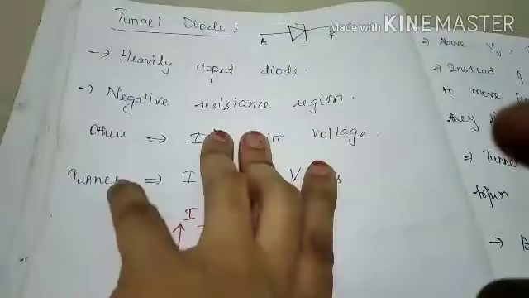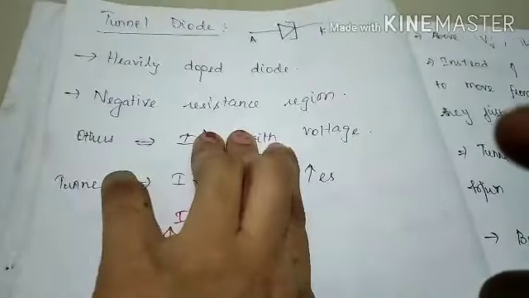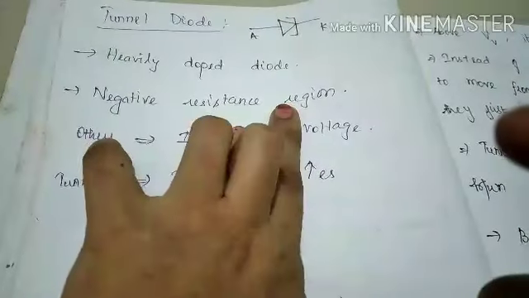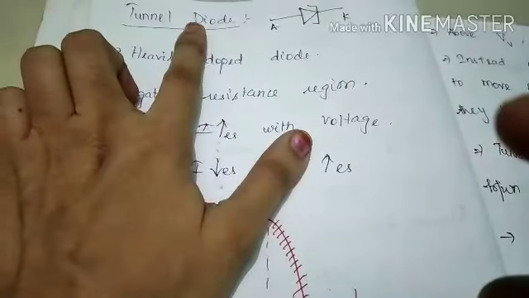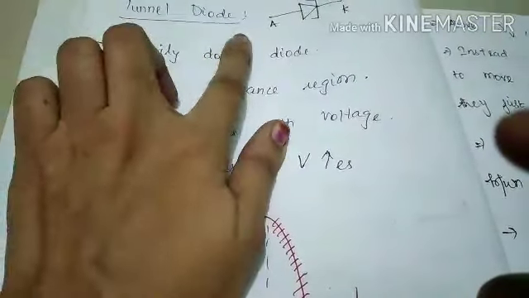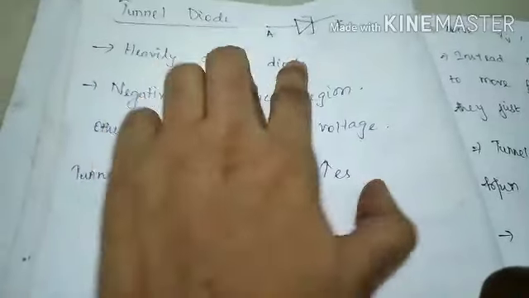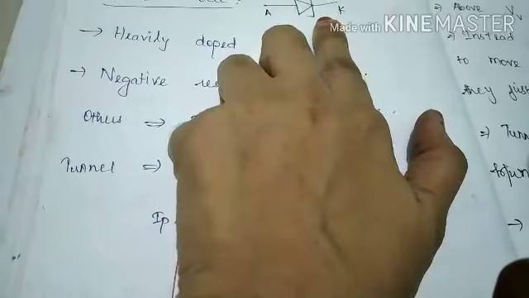In this session, we are going to see the third part of our special diodes. This is the subject under electronic devices and circuits. That is the sixth type of special diode, that is the tunnel diode. See, this is the symbol for the tunnel diode.